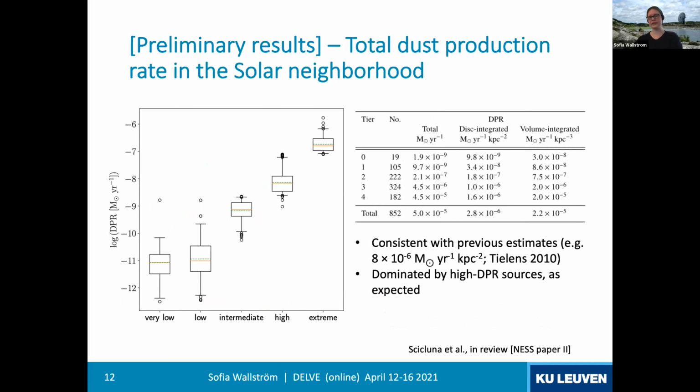So as we said, we wanted to look at the total dust production rates in the solar neighborhood, and we've used the dust production rates that we have measured so far to look at this by tier, so lowest to highest dust production rates and also corresponding distances. Overall, our dust production rates that we find are consistent with previous estimates, and they're dominated by the high dust production rate sources as we expect.